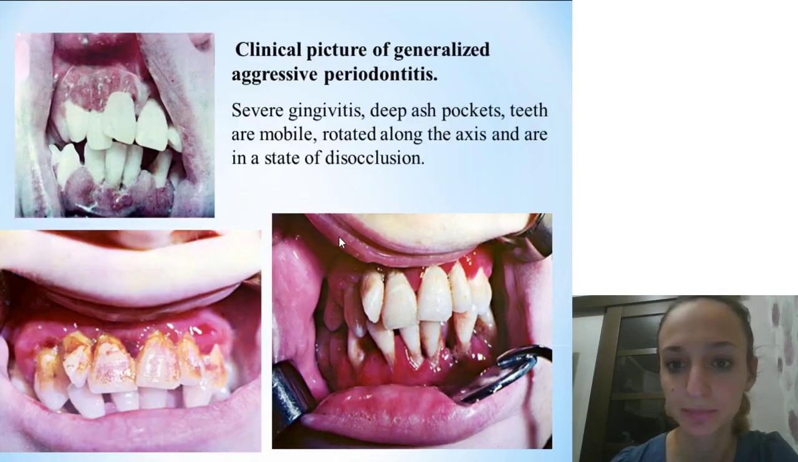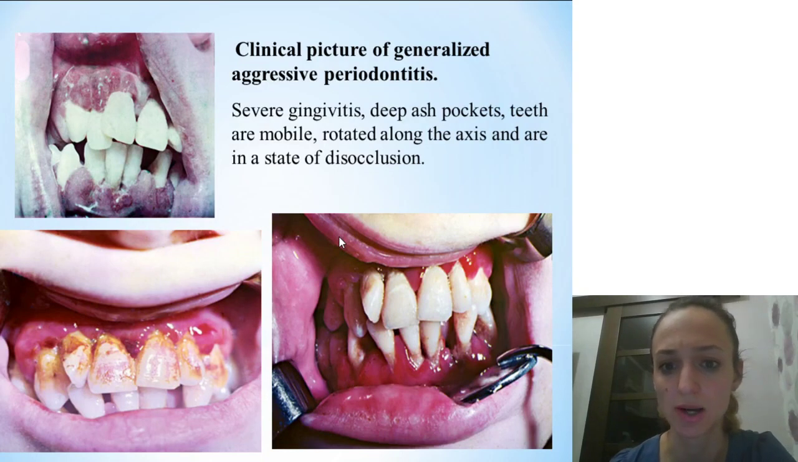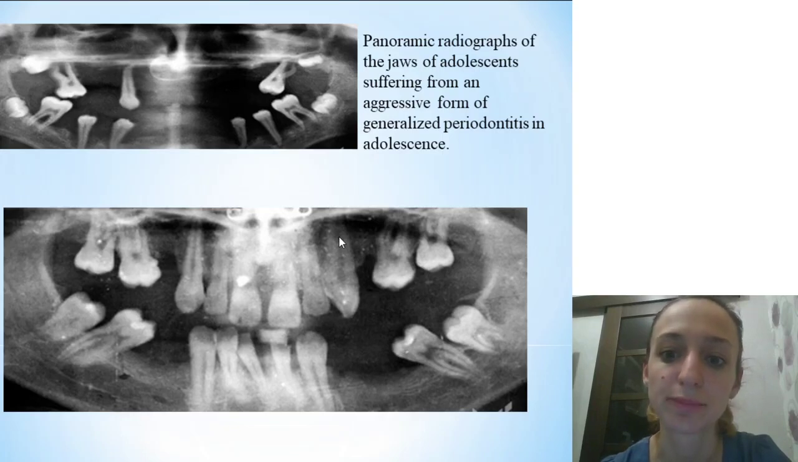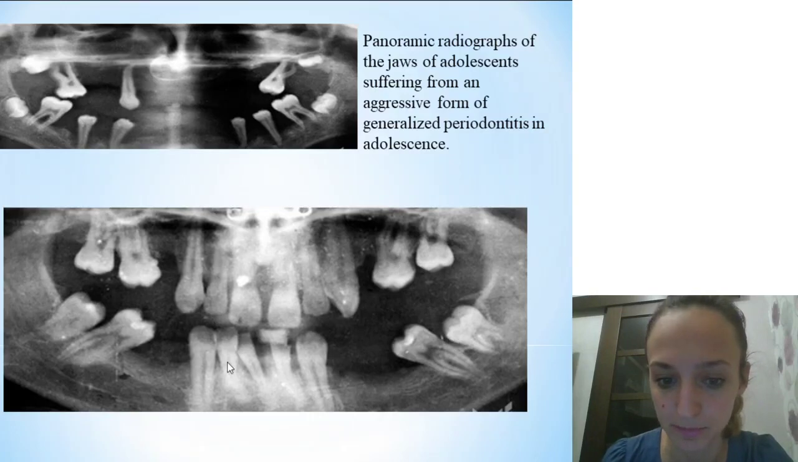Clinical picture of aggressive periodontitis: very deep pockets. Teeth are mobile and rotated along the axis, in a state of disocclusion. Panoramic radiographs of the jaws of adolescents suffering from an aggressive form of generalized periodontitis. Look please at these defects.